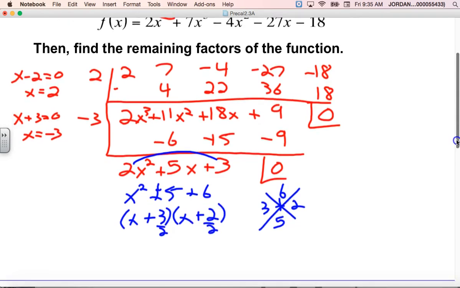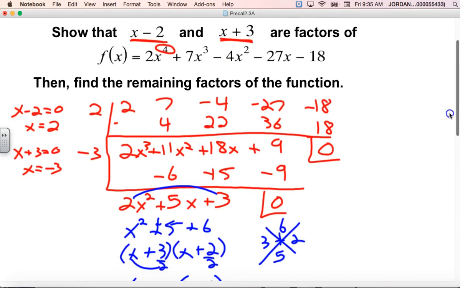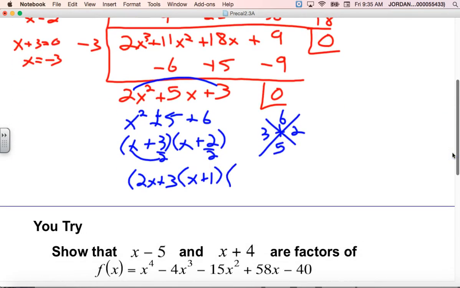Whenever we divide by 2, this one divides evenly, so it's x plus 1. 3 doesn't divide by 2. Make sure that fraction is reduced, and it is. 3 over 2 is just 3 over 2. Then bring your 2 back in front of the x, so 2x plus 3. All right, so those are the last two factors. Now we can write all four factors. x minus 2 and x plus 3 are the other ones.